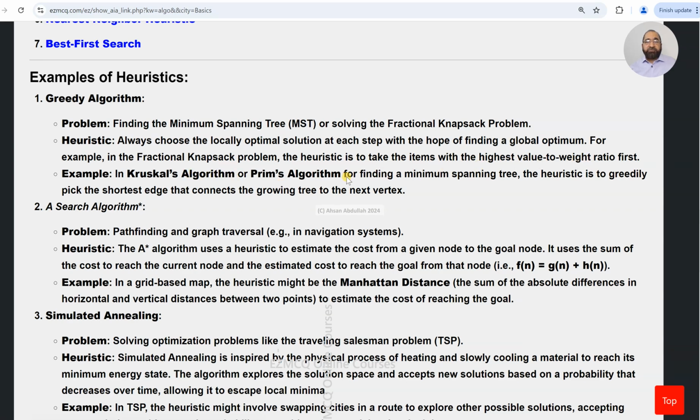Kruskal's algorithm, Prim's algorithm, they generate a minimum spanning tree, and the greedy approach works there, but it may not work for many problems. For example, for the traveling salesperson problem, the greedy approach does not work.